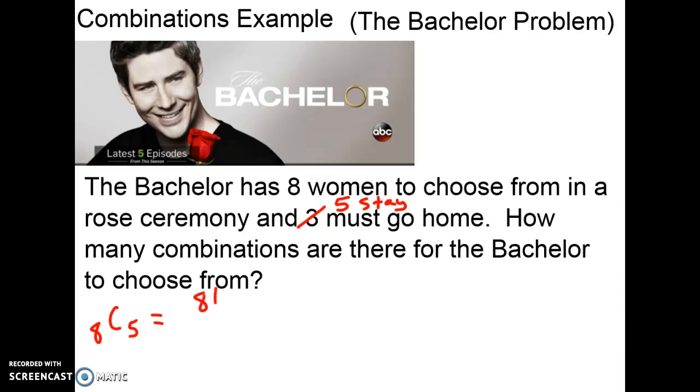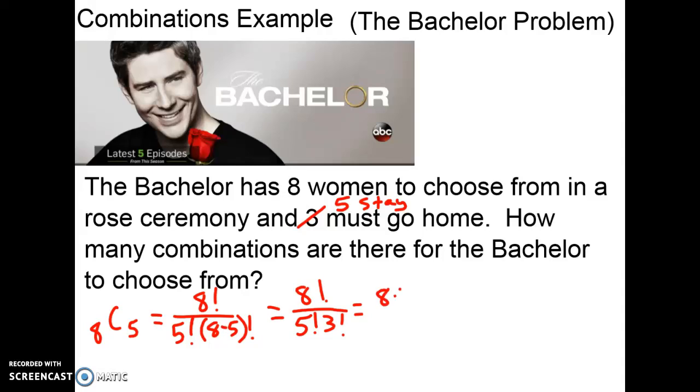So this would be 8 factorial over 5 factorial, the five that we're choosing to stay, and then 8 minus 5 factorial. So this would be 8 factorial over 5 factorial, and then 8 minus 5 is 3 factorial. So once again, the 2 bottom add to the top, which is the most important here. You can plug that into your calculator real quick, and you could find the answer.